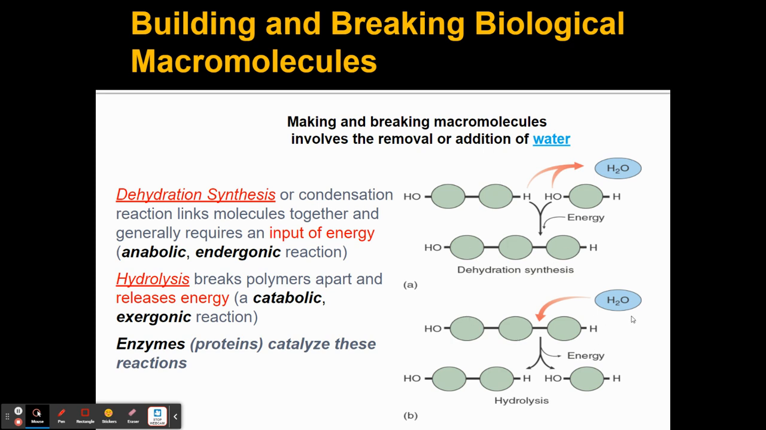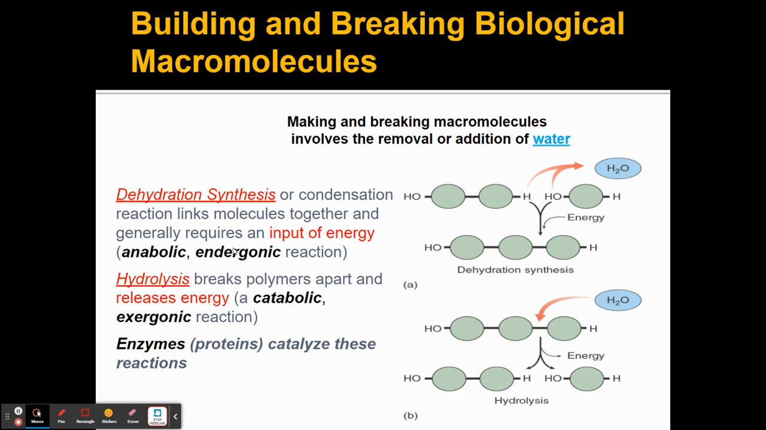Now we want to break the molecule. We put water back in. There's my H, there's my second H, and there's my oxygen, H2O. We release energy in this process. So dehydration synthesis is an anabolic reaction. It's a building reaction. Think of bodybuilders, they take anabolic steroids to get bigger. You wouldn't want to take catabolic steroids, and get really, really small. So anabolic is building.